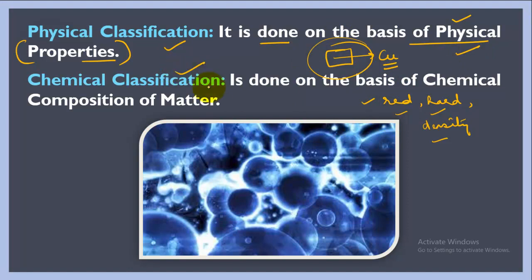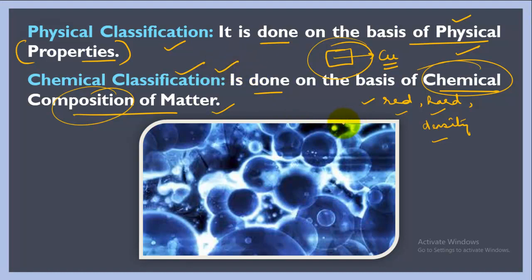Now the second classification is chemical classification. Chemical classification is done on the basis of the chemical composition of matter. Now what is chemical composition? Chemical composition means what the matter is actually made up of. What are the constituents of matter? Depending upon those constituents, its nature is going to be different. If we take different forms, their chemical composition is going to be different. Therefore, they will possess different chemical properties. They will have different chemical nature. Some will react with some substance, or some will not react with certain substances. So this is what chemical classification is.